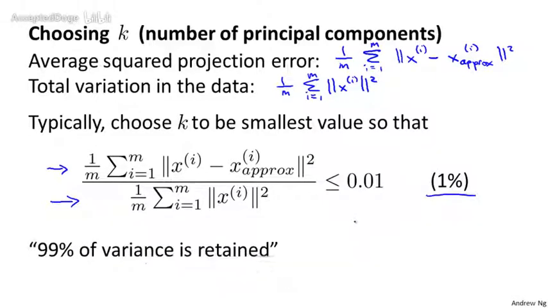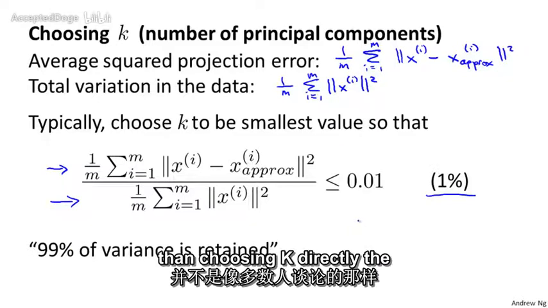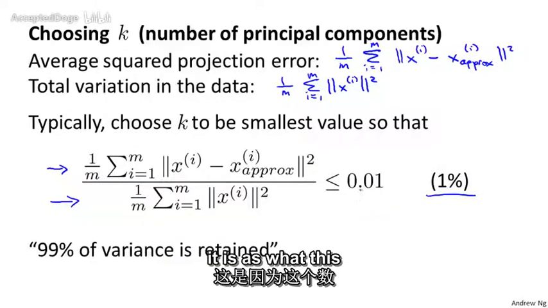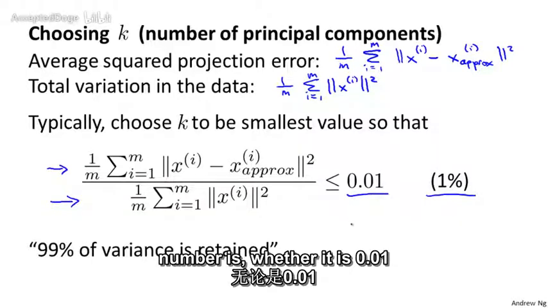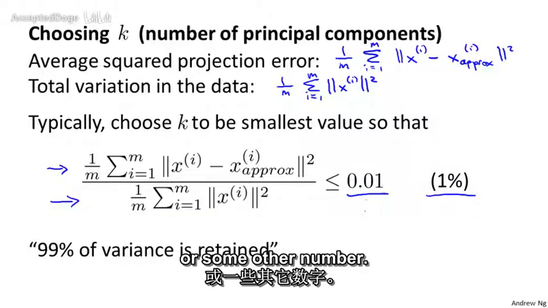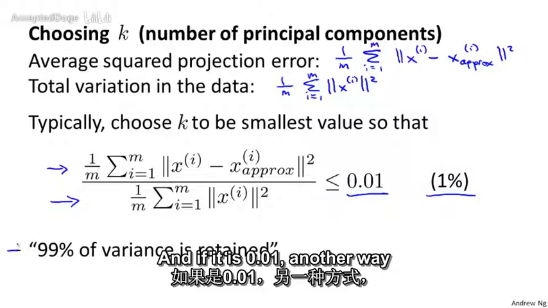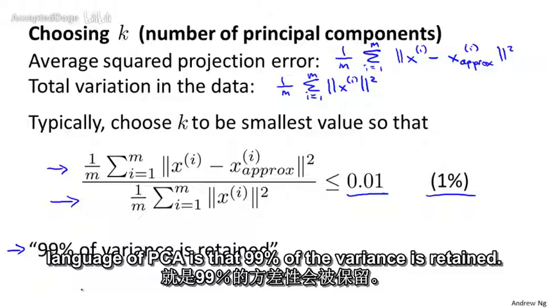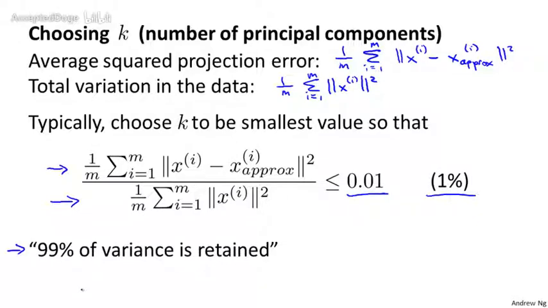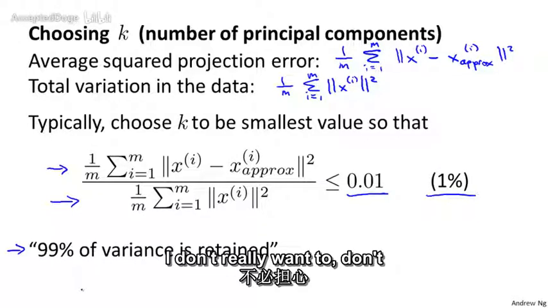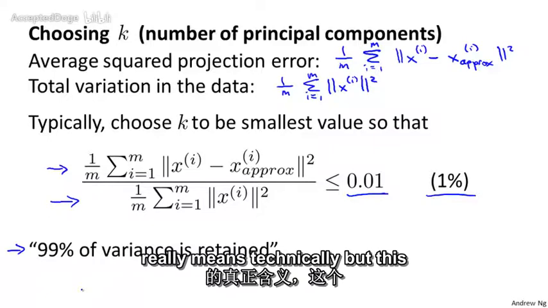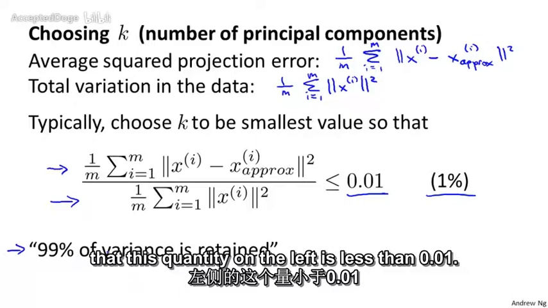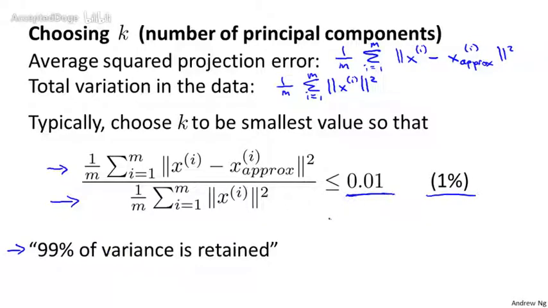And the way most people think about choosing k is, rather than choosing k directly, the way most people talk about it is as what this number is, whether this is 0.01 or some other number. And if this is 0.01, another way to say this, to use the language of PCA, is that 99% of the variance is retained. Don't worry about what this phrase really means technically, but this phrase 99% of variance retained just means that this quantity on the left is less than 0.01.